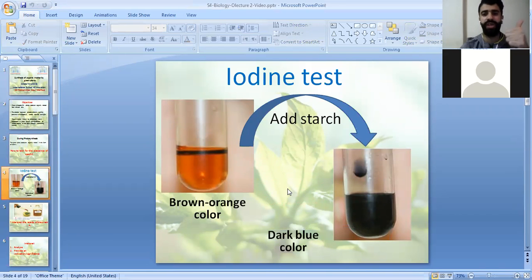So the first note is that the iodine test is done to identify the presence of starch. If we have starch, we call it a positive result, meaning that we will have a dark blue color. While if we don't have starch, it's a negative result, so the color will remain brown orange. So the dark blue color with the iodine test detects the presence of starch. Pay attention to this note.